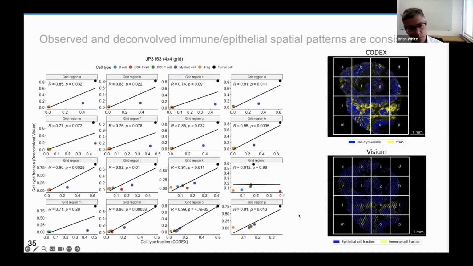So a little more of the quantification there. We overlaid a 4x4 grid on the data, as I just showed you on the previous slide. And then within each region, compared the cell type fractions derived from Codex, which I'm showing on the x-axis, with the deconvolved fraction from Visium on the y-axis. And we see high and significant correlation across all but 2 of the 16 regions.